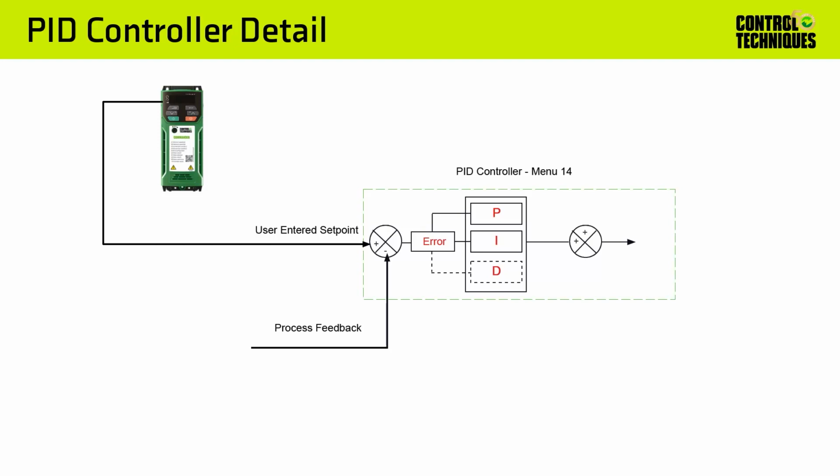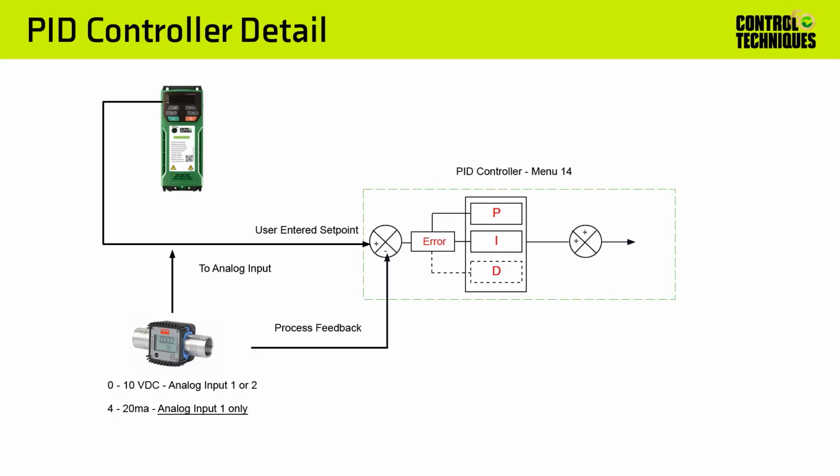Next, the feedback, which represents the actual flow rate, will come from a digital flow meter. The flow meter's output will be wired into an analog input on the Commander drive. You need to know what type of output signal the meter will provide, as that will determine which of the two analog inputs on the Commander drive to use. If the meter provides a 0 to 10 volt DC output, you can use either of the analog inputs. However, if it provides a 4 to 20 milliamp signal, it must be wired into analog input 1.